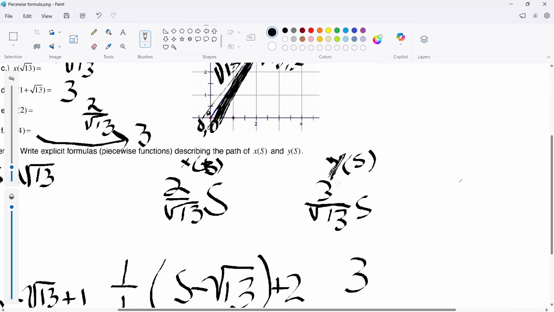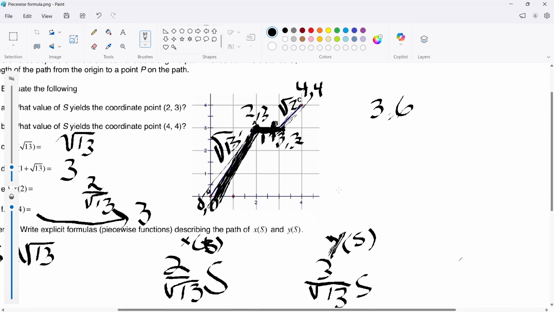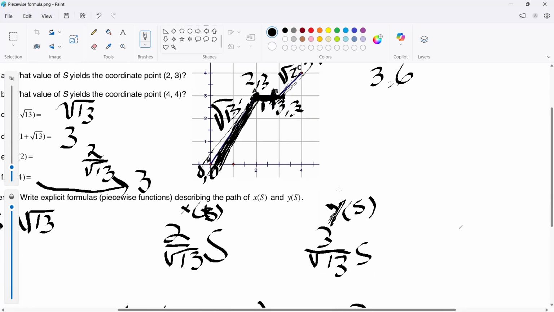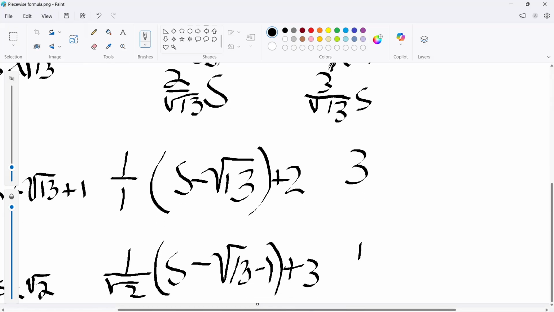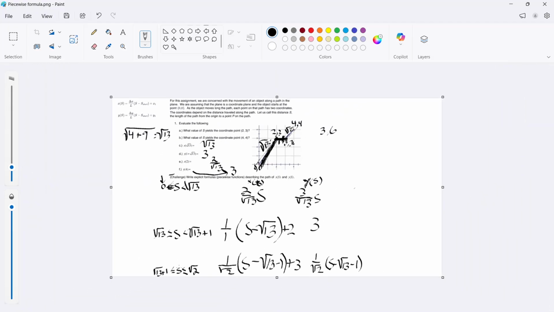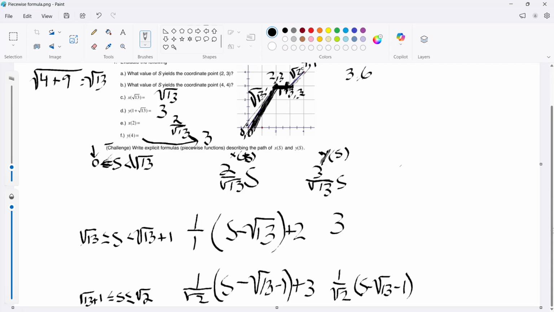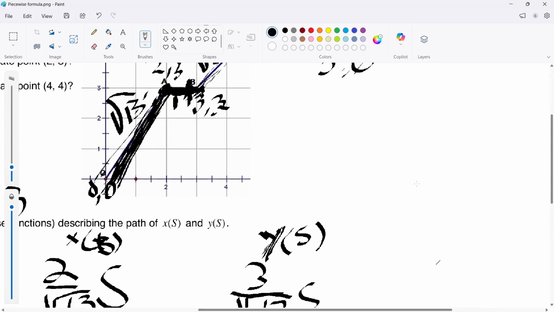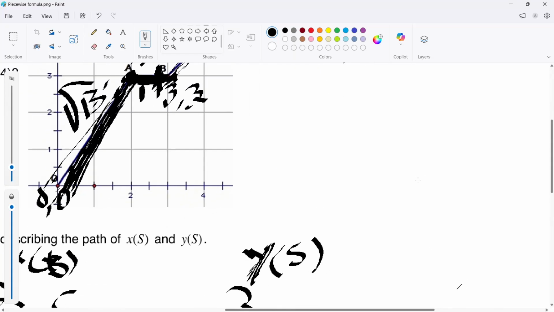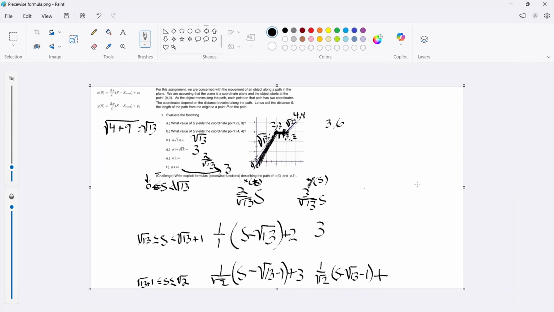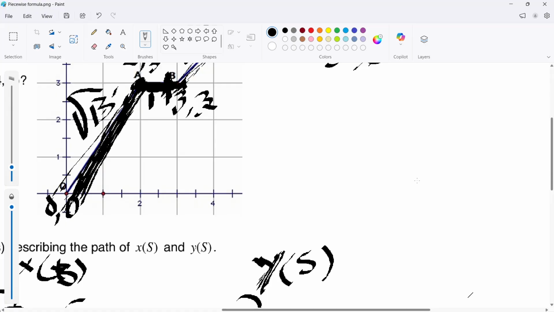And for y, it changes by 1. It goes from 3 to 4, so this is also going to be 1 over square root of 2 times s minus square root of 13 minus 1. I'm subtracting the left part of the domain of that segment, so s minus quantity of square root of 13 plus 1. And then plus, where does y start here? Y starts at 3 as well. Did x also start at 3? Yep.